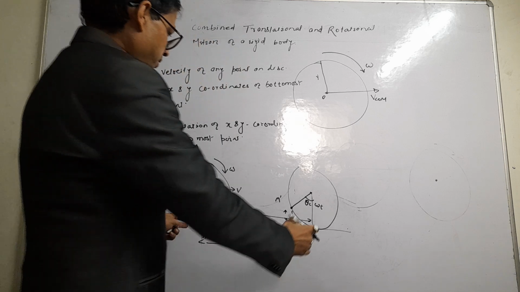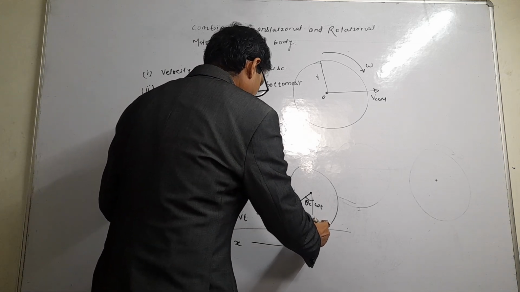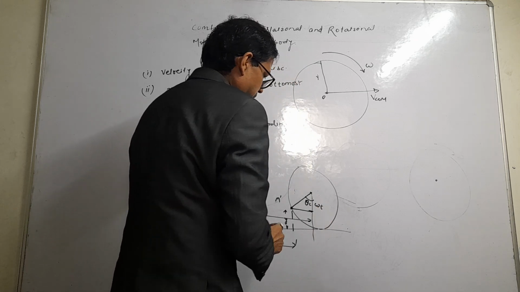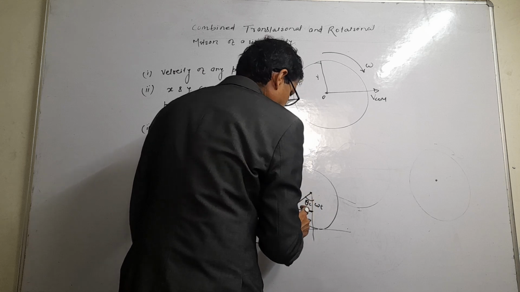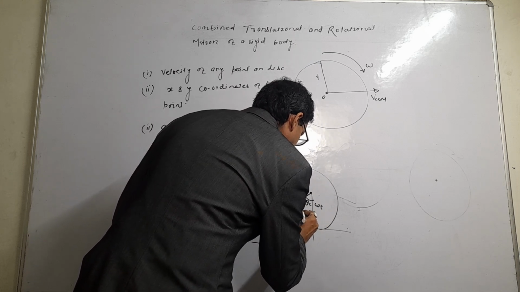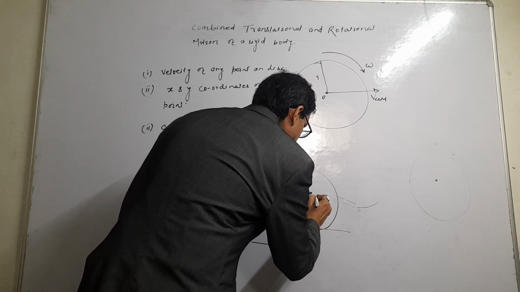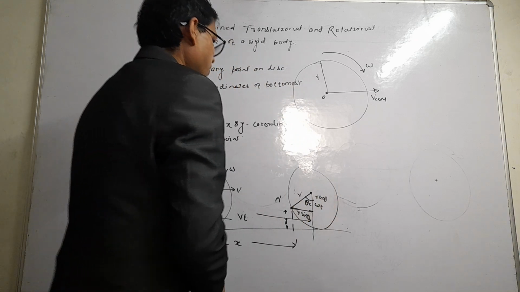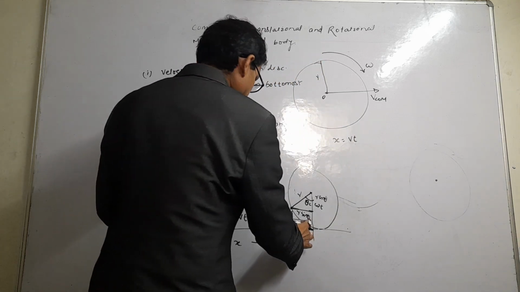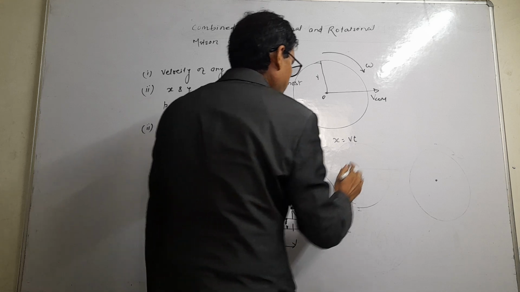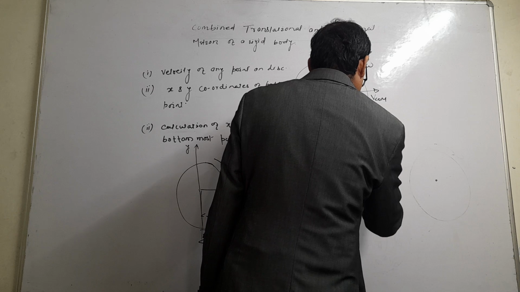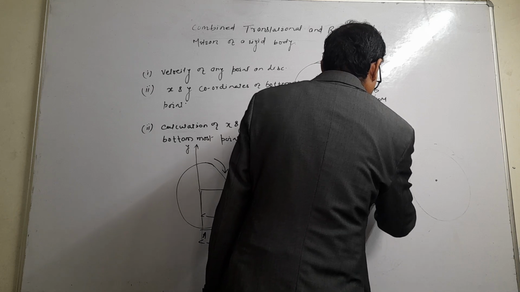Now come to this one. This distance is Vt, and if we draw a perpendicular from this point, this distance is the radius r, this angle is theta, so this distance is equal to r sin theta, and this distance is r cos theta. So the x coordinate is equal to Vt, this distance, minus this distance, that is r sin theta. That is Vt minus r sin omega t.